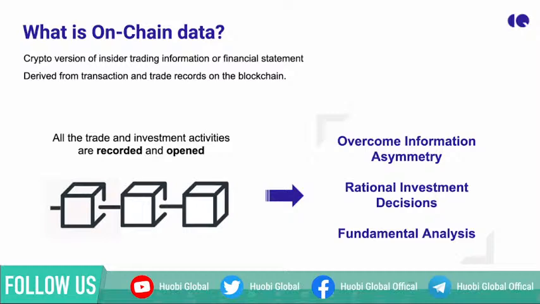So what's on-chain data? On-chain data is the crypto version of insider trading information or financial statements. And it's derived from transaction and trade records on the blockchain. All the trade and investment activities that happen on the blockchain are recorded and open to anyone. And CryptoQuant uses these traits to make the crypto market a place where information asymmetry does not exist, so investors can make rational investment decisions based on data.